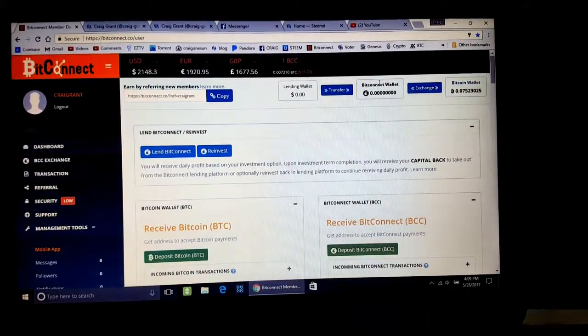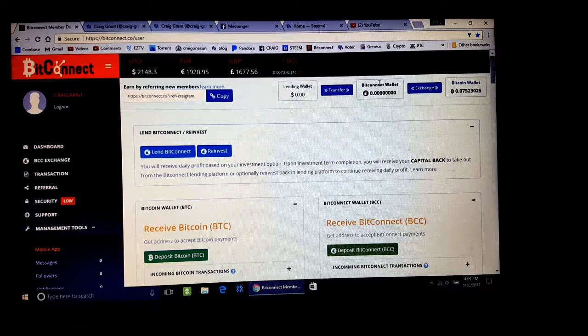Now, I'm going to go through the steps of issuing a loan, and as I do the steps, I will explain everything as far as what you're lending to and all the details of how the interest is calculated, and show you the potential profits that you can earn and what others have earned since I've been promoting BitConnect.